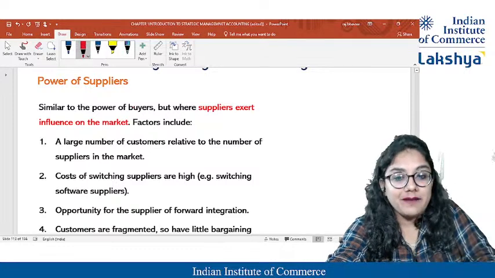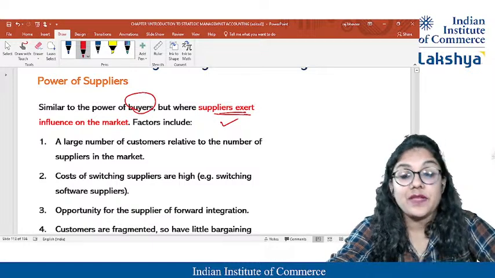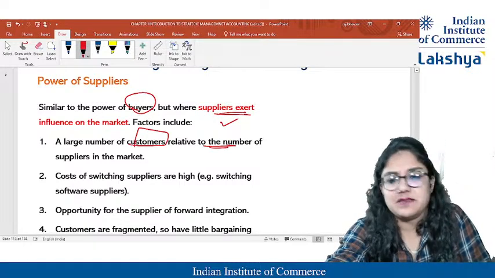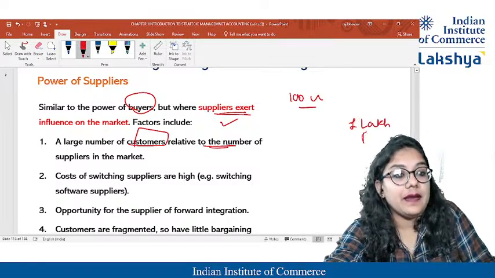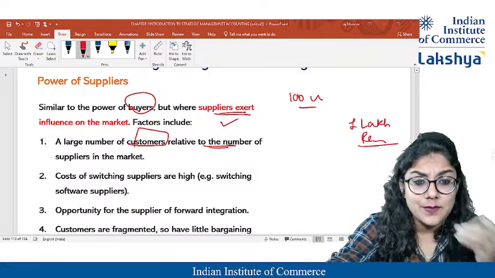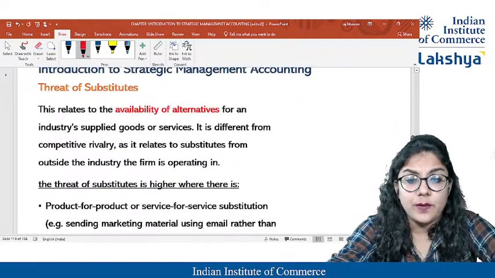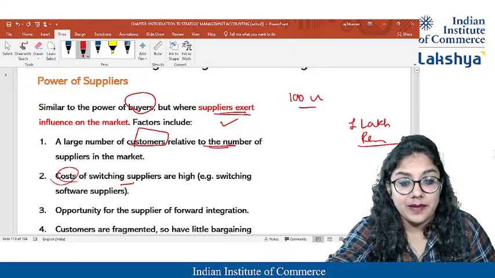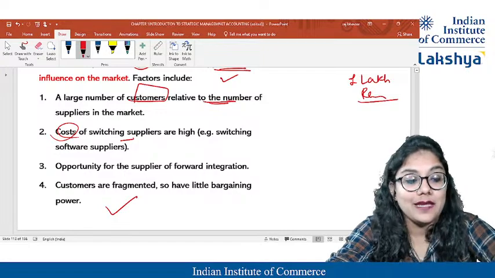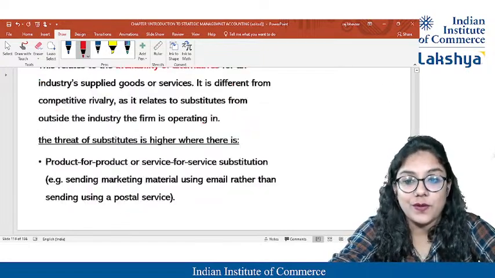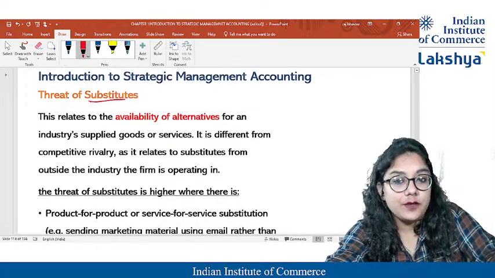So similar to the power of buyers, here the suppliers exert influence on the market, for example, when a large number of customers are there but very few suppliers. Like out of 100 crore population, only 1 lakh people had that remdesivir. So very few suppliers, but a huge number of customers. So the cost of switching suppliers is difficult, forward integration can be done, and the customers are fragmented, so they have little bargaining power. See, I was in need of the medicine, so I will not bargain because it is urgent, so I cannot do so.